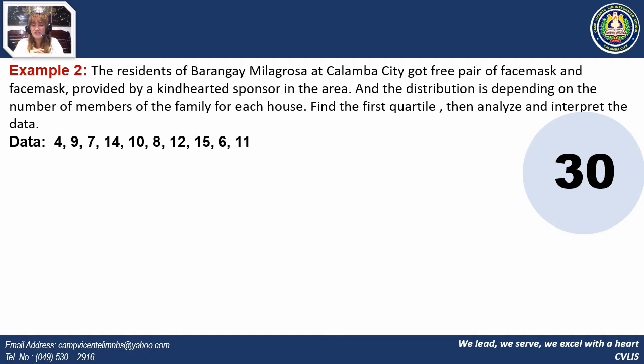And the data are given as follows: 4, 9, 7, 14, 10, 8, 12, 15, 6, and 11. I repeat, 4, 9, 7, 14, 10, 8, 12, 15, 6, and 11. Okay, so the process for this is similar to how the 6th decile is computed. Also, you need to apply the ALSMA rule or ALSMA steps. Okay, so are you ready? Another 30 seconds for this activity. Okay, your timer starts now.